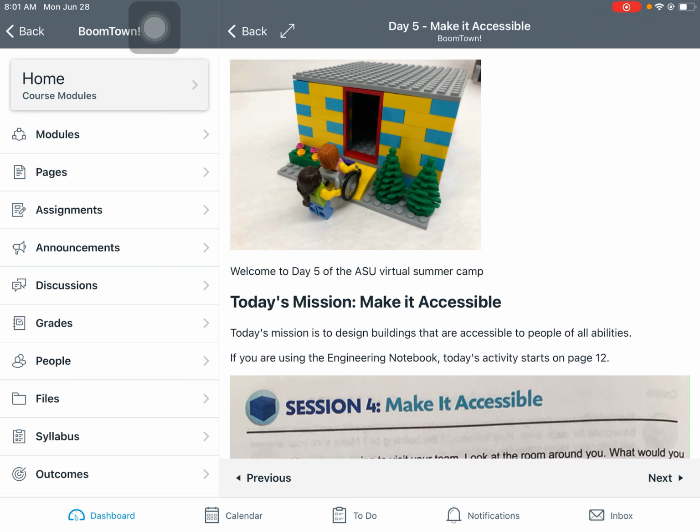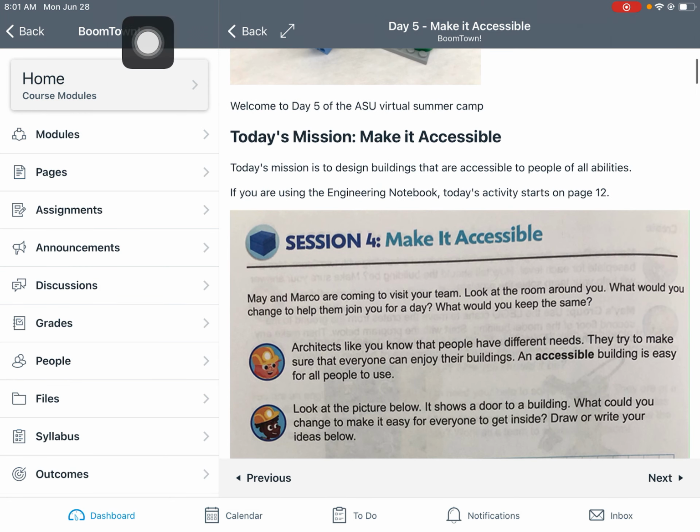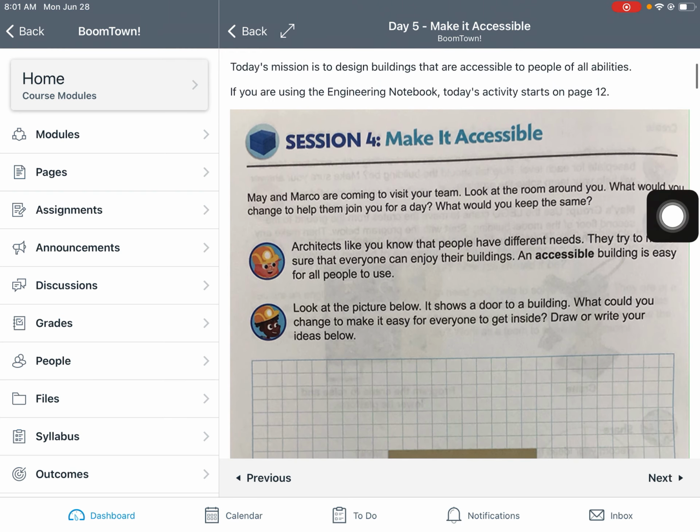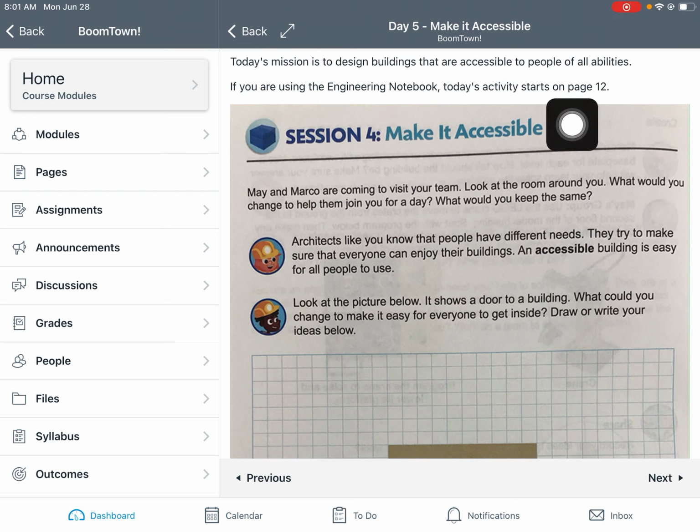Today is all about accessibility and ensuring that our designs are as accommodating to everyone as possible. So that's today's mission: to design buildings that are accessible to people of all abilities. If you are using your engineering notebook, this takes place on page 12. This is session 4, Make It Accessible.